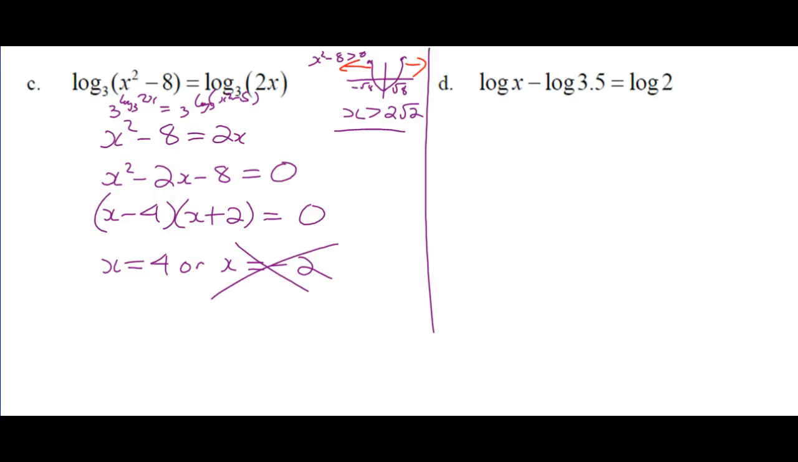All right, log x minus log 3.5 is log 2. If I could get a single log expression, so what do we do to get a single log expression? Oh wait, first off, x has to be greater than 0, right? So note your restriction. Okay, so what's this work out to?